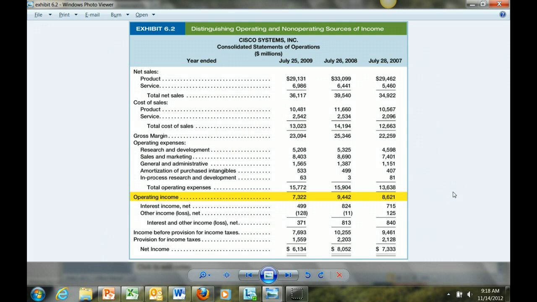Okay, now let's spend a few minutes looking at an income statement. Here we see Exhibit 6.2, which is the income statement for Cisco Systems. First notice that we see the full income statement from top line sales to bottom line net income for 3 years, 2009, 2008, and 2007. The item in yellow is operating income, which is highlighted. So again, as we mentioned in the previous slide, internal management is very much interested in the operating income figures, which represent the effectiveness and efficiency of Cisco in managing expenses.